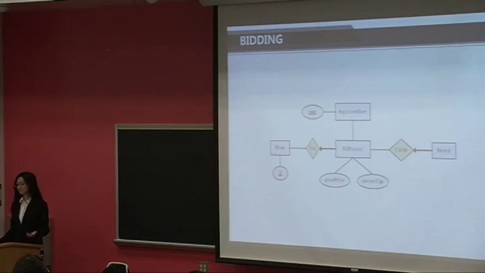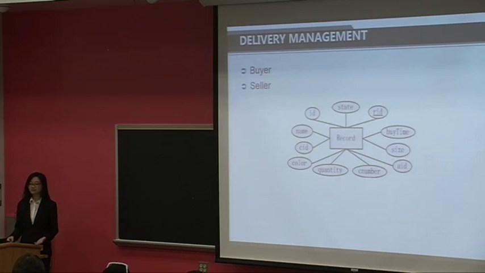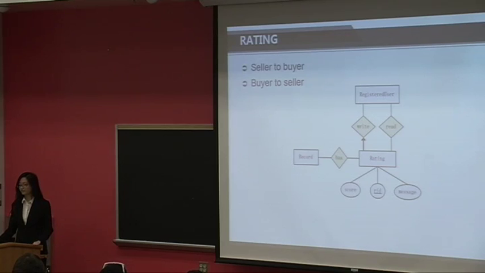And here's the diagram for purchase and for delivery management. Both the buyer and seller can change the delivery status so that the item will be delivered correctly. And the rating, both the seller and the buyer can rate each other. Well, these are the functions we add.